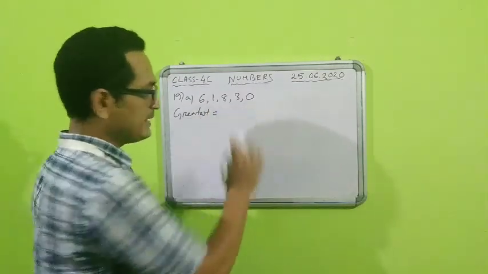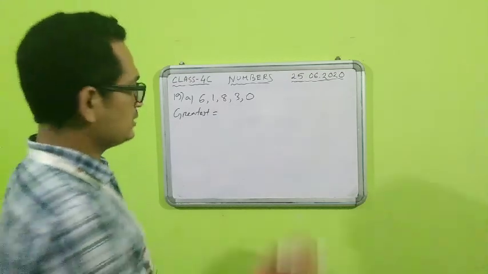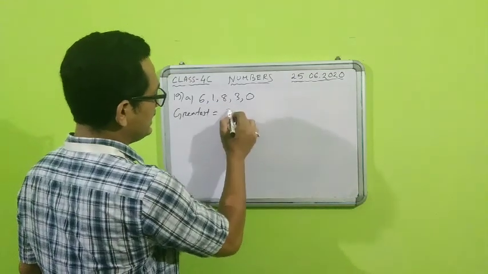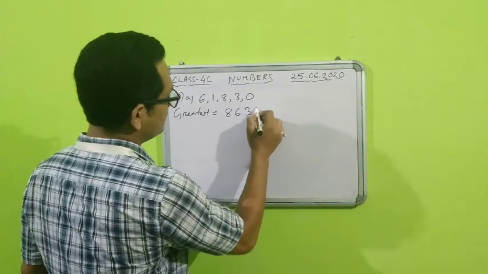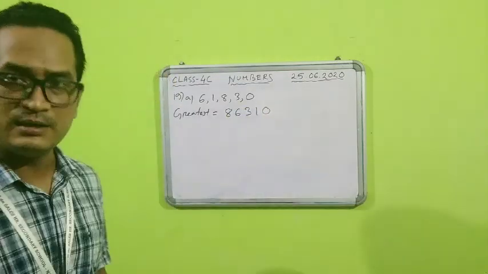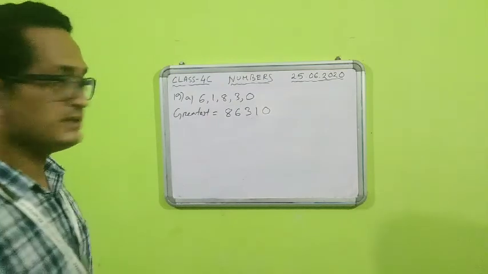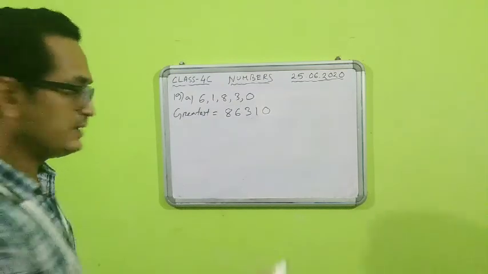The greatest number we need to form using these 5 digits. So we need to arrange these digits in descending order. If you arrange in descending order, 8 will come first, 6 will come second, then 3 will come, then 1, then 0. So this will be the largest number that we can form using these 5 digits, arranging them in descending order.